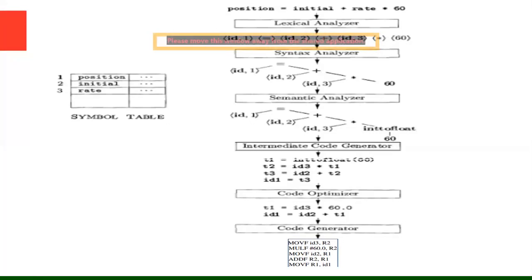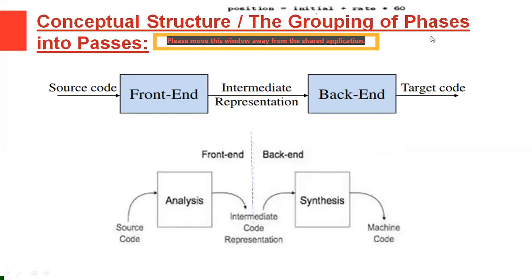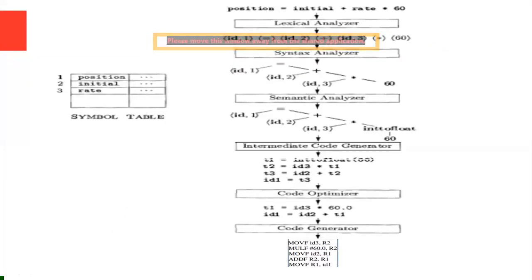In this example, we are taking the statement position equals initial value plus rate into 60, where 60 is the constant value. This statement is given to the lexical analyzer. The lexical analyzer reads each and every character present in the statement and converts the given statement into a stream of tokens. So the lexical analyzer converts the given source program into a stream of tokens.